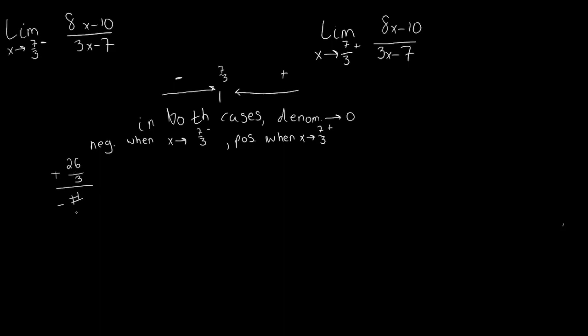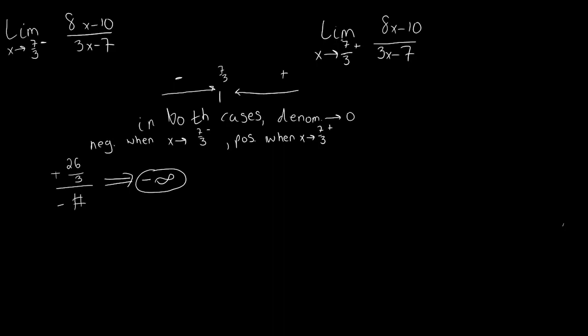Since the denominator has negative values when x is approaching 7/3 from the left, but it's approaching 0, this implies that the limit as x approaches 7/3 from the left side is going to approach negative infinity. That's where we're headed in that direction. And it works out very similarly for coming from the right direction, from this positive direction here. As x approaches 7/3 from the right, our denominator is again still approaching 0, but it's giving us positive values.